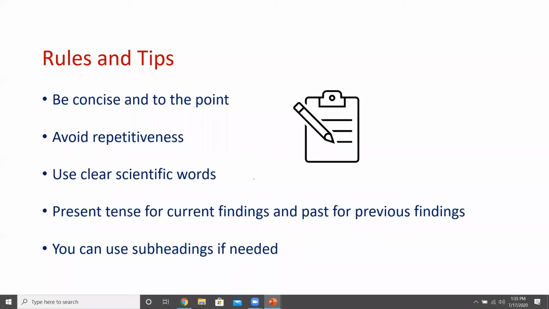You can also use subheadings if needed. There is no one set criteria for writing a discussion section, but I've seen a lot of papers. It depends on what kind of clinical research or research paper you're writing. Some research papers are actually long, like genetic papers, and they have a lot of headings, which is okay. So just try to mold your discussion according to how your research findings are. So these are the general rules and tips.